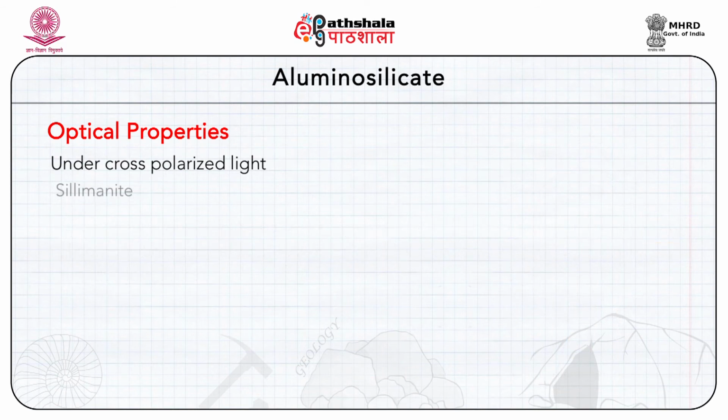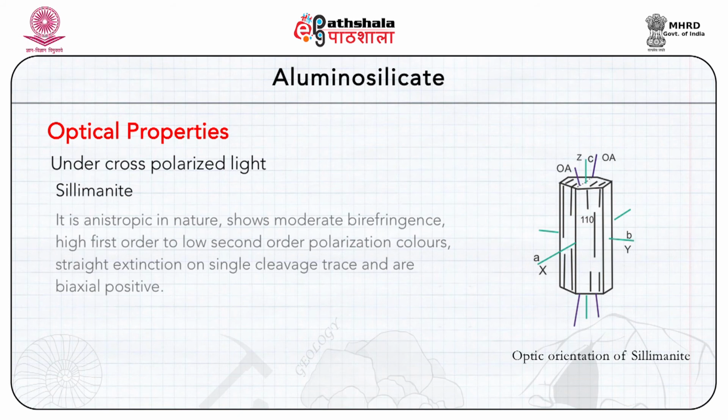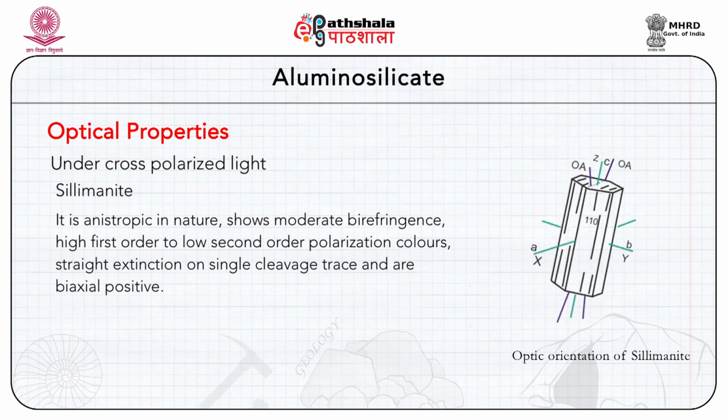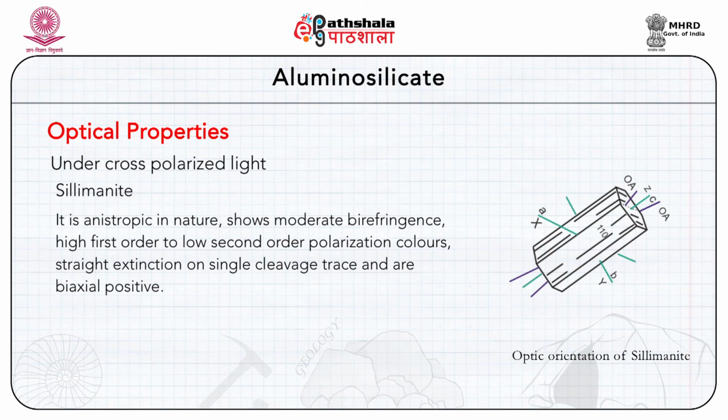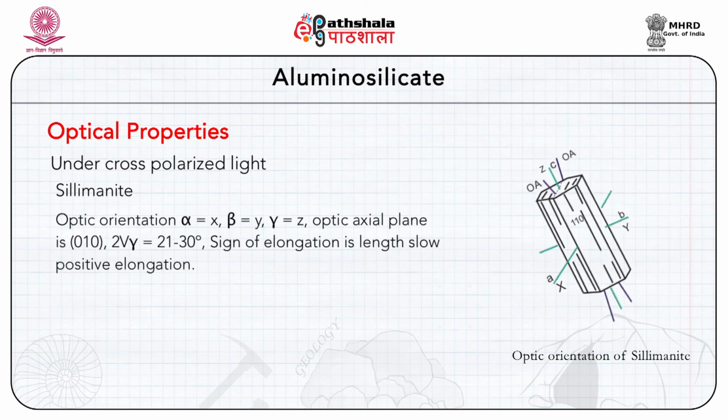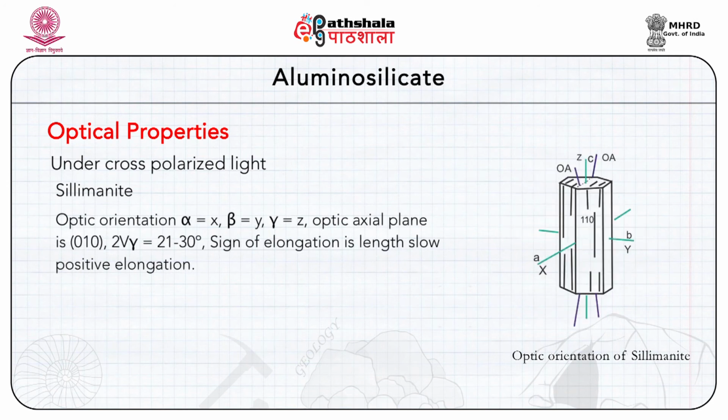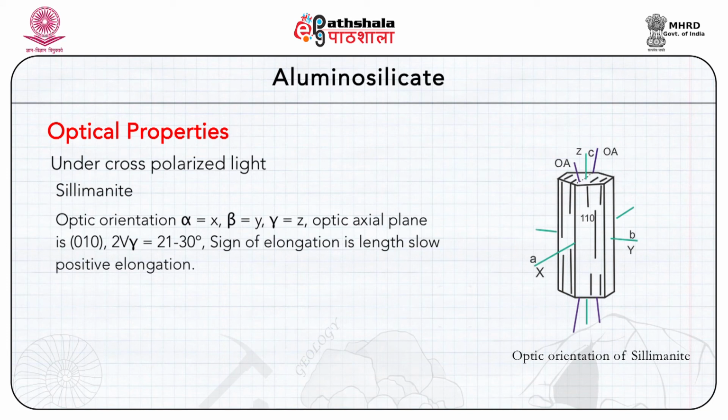As for sillimanite, it is anisotropic in nature, shows moderate birefringence, high first order to low second order polarization colors, straight extinction on single cleavage trace, and is biaxial positive. Optic orientation is alpha equals X, beta equals Y and gamma equals Z. The optic axial plane is 010. 2V gamma varies from 21 to 30 degrees. Sign of elongation is length slow, positive elongation.